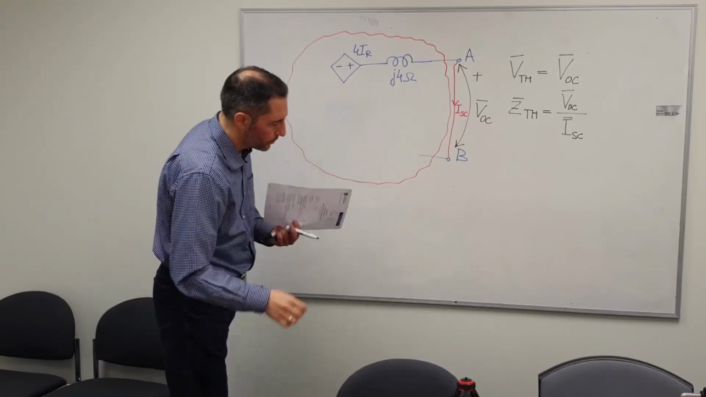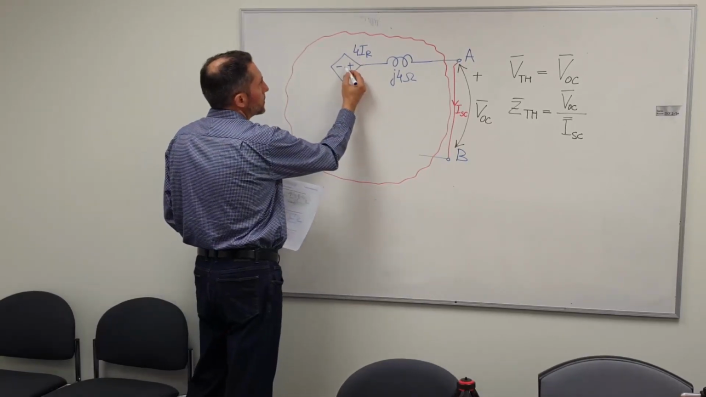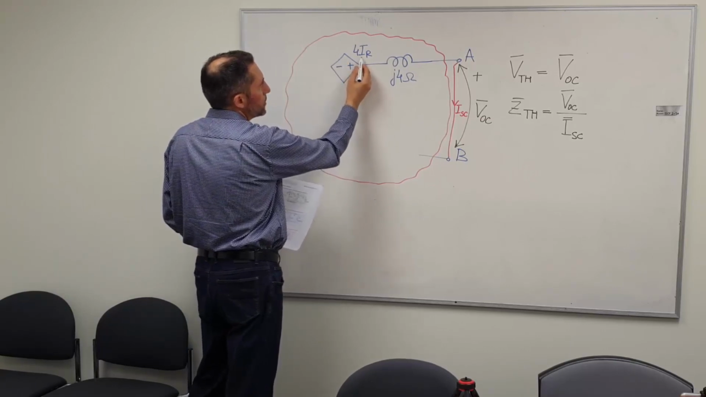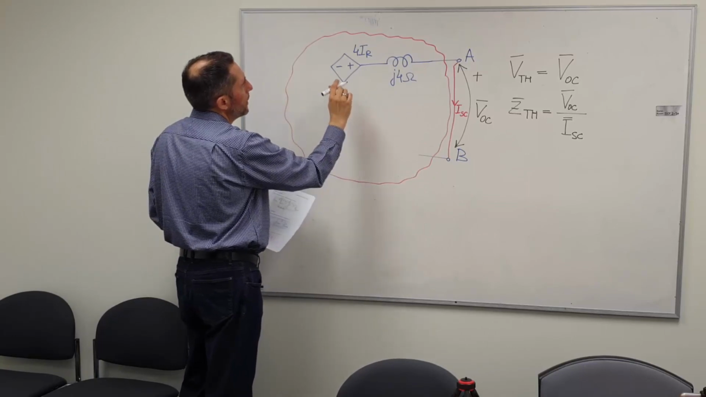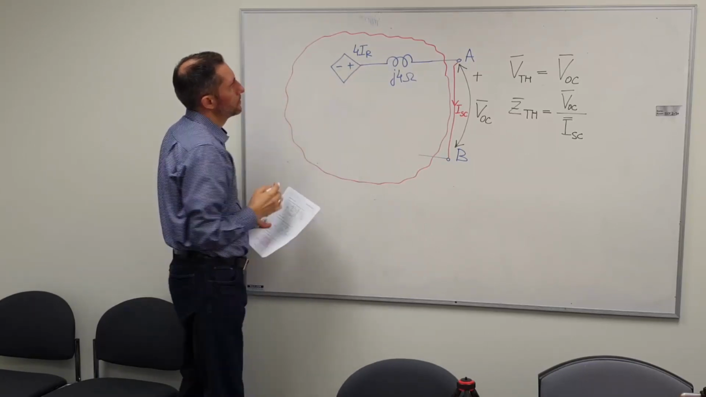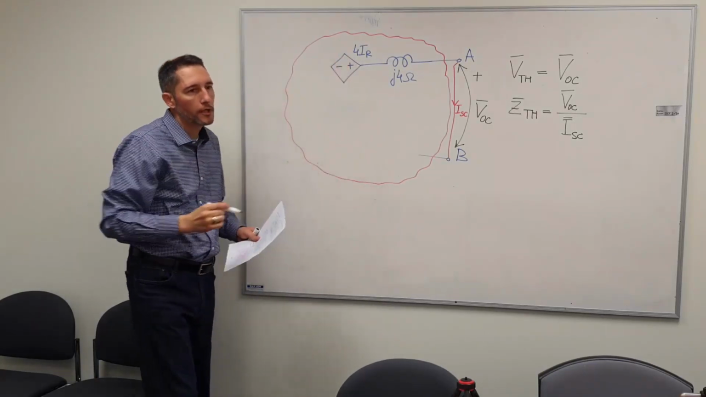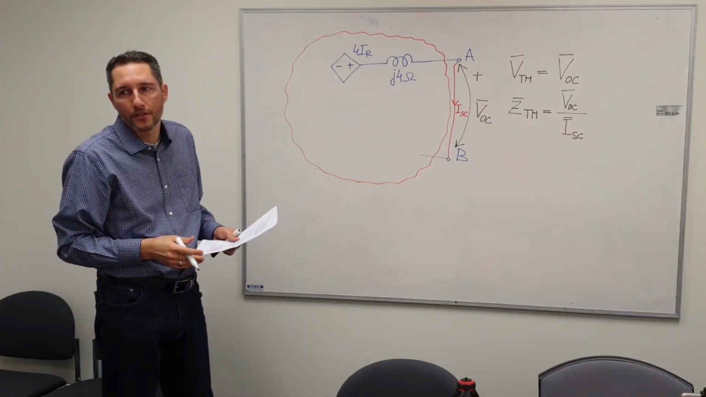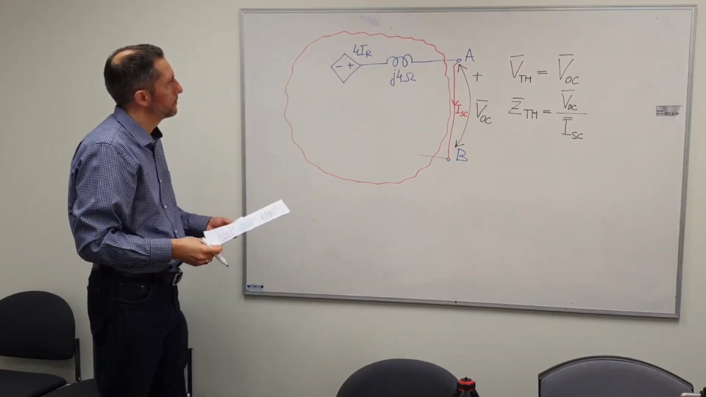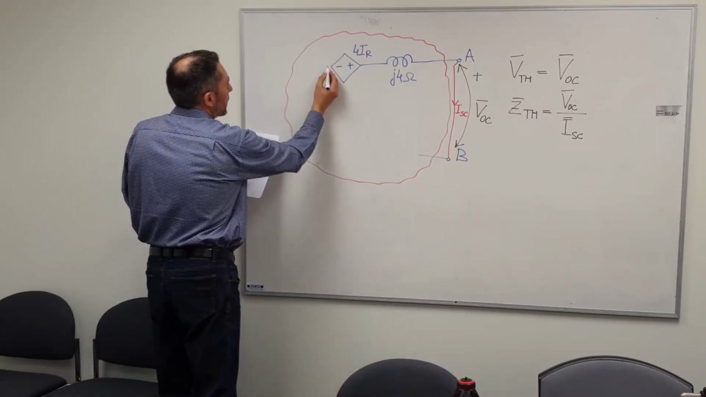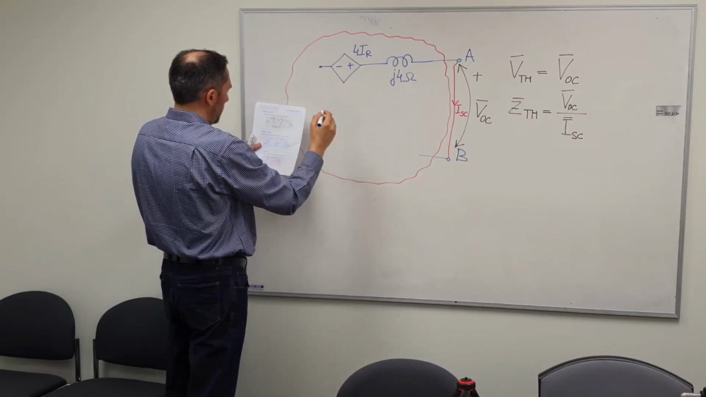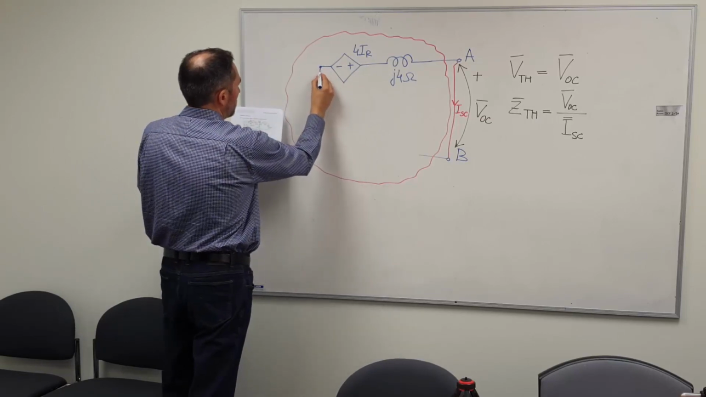Just to note that even though the voltage of this dependent voltage source depends on current IR, which I'm still going to put here, the value is in volts, which means that this 4 is really 4 ohms. It's not just a unitless value 4.